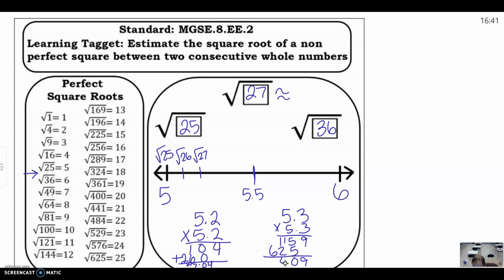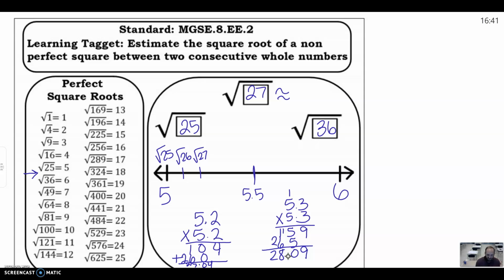oh, hold on, caught a mistake. Hey, mistakes happen. That's why you check your work. 3 times 5 is 15. And then 5 times 3 is 15. Carry. That should be a 26. I believe I did the same thing this time. I put 62. Now I think we're on the right track. That's going to give me an 8.